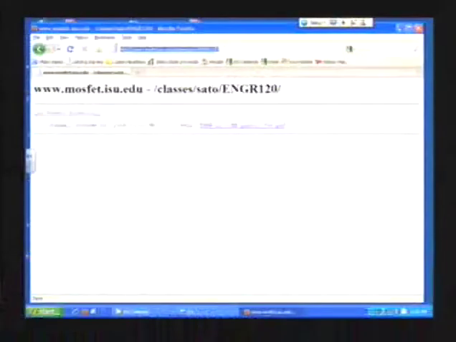Charge for our topics. And the most important thing is to go to the MOSFET site. I'm not using Moodle at this point, so all the information will be posted on the MOSFET. And this is the site right here. You should write it down. I hope you can see the MOSFET.